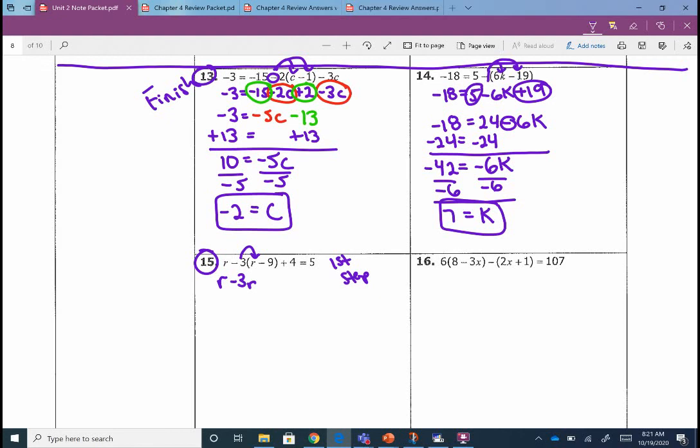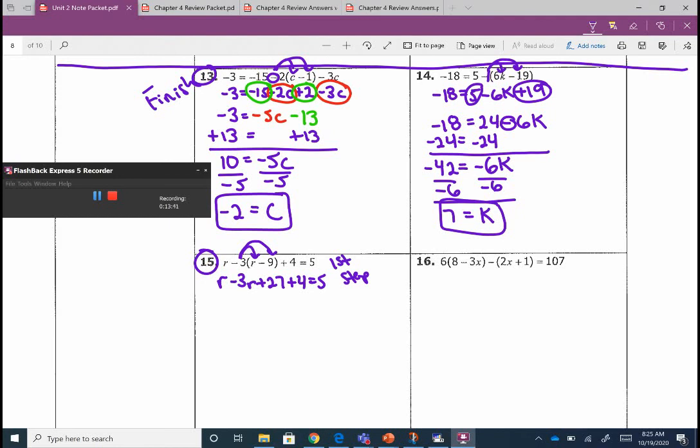And then now here's the part I really need you to check. Negative 3, negative 9. I know for some of us it's hard to see the minus 9 as a negative 9, but it is. So we really get a positive 27. Then we have a plus 4 equals 5. So double check your first step with mine. Make sure all your signs are okay. Then I want you to go ahead and finish solving this one without me.